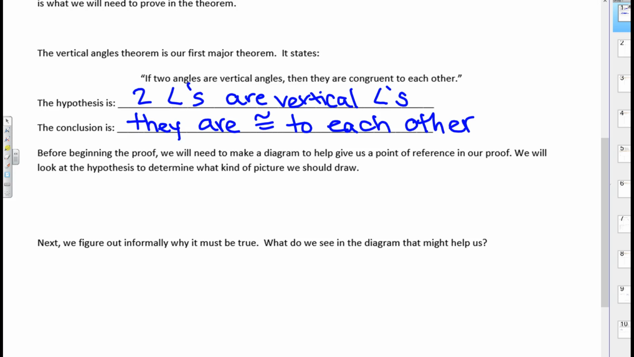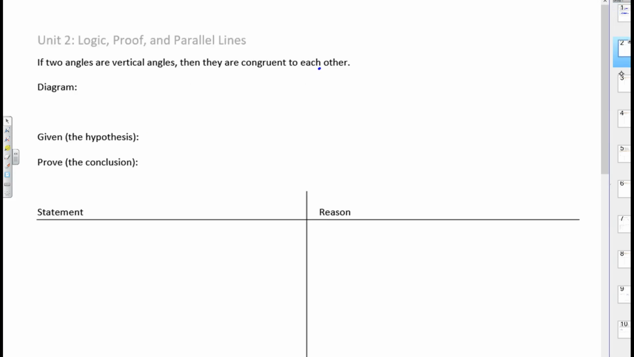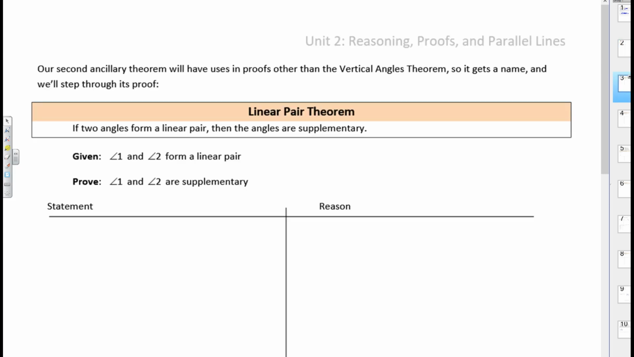Well, now guys, I actually don't want us to prove the vertical angles theorem first. So even though it says we're going to do the vertical angles first, we're going to skip ahead and go into the linear pair theorem. My linear pair theorem states that if two angles form a linear pair, then they are supplementary. Well, my given is two angles forming a linear pair. So we broke that down to angle 1 and angle 2 form a linear pair. And I'm going to prove the angles are supplementary. We're going to prove that angle 1 and angle 2 are supplementary.